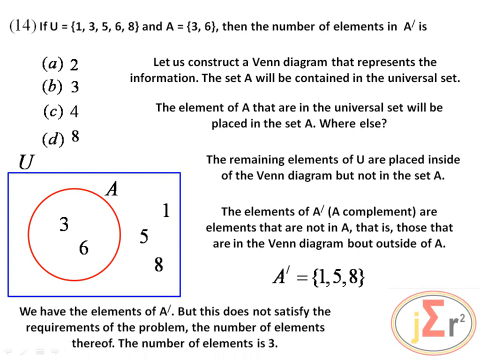We have the elements of A complement, but this does not satisfy the requirements of the problem. The number of elements thereof is what is required. The number of elements is 3. The correct answer is option B, 3 elements.